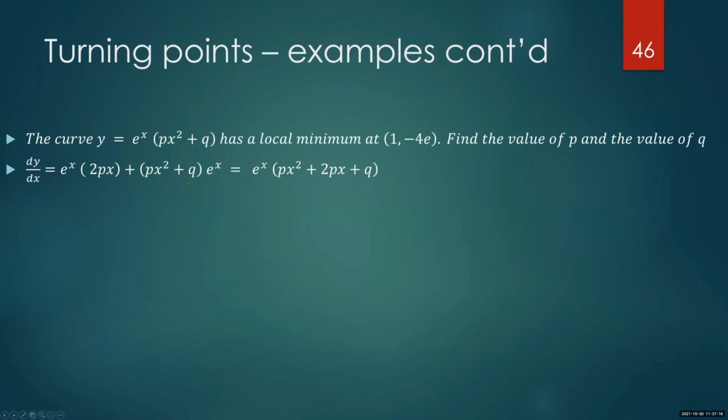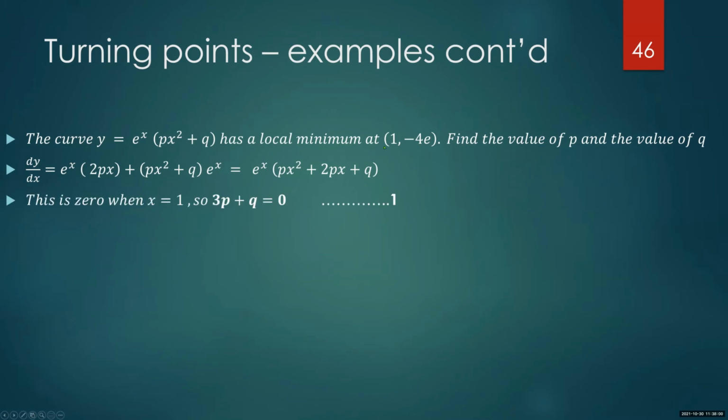So here's another example. The curve y is equal to e to the power of x multiplied by px squared plus 2 plus q has a local minimum at 1 comma minus 4e. Find the value of p and the value of q. Well, dy dx is equal to, so e to the power of x is u in this case, so it's u dv dx. So it's e to the power of x into 2px plus px squared plus q times e to the power of x, because when we differentiate e to the x, we get e to the x. And that all becomes e to the power of x into px squared plus 2px plus q.